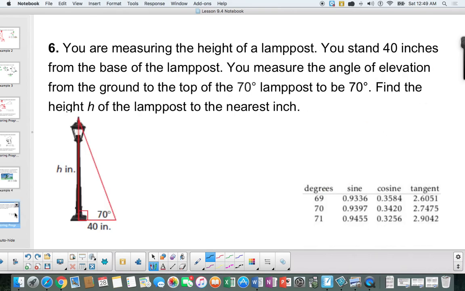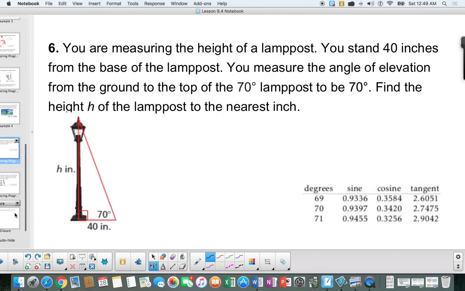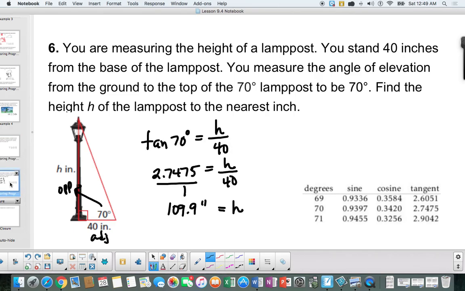Okay, it's your turn to estimate the height of the lamppost. Take a minute to stop the screencast and see what you can do. And here's the answer. And again, tomorrow we're going to actually learn how to use our calculator. Most students are able to, after they set up the problem, get to the answer using their calculator.